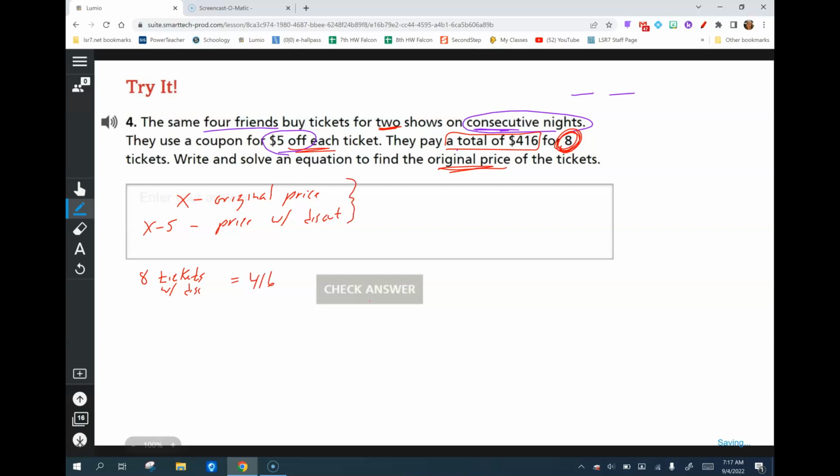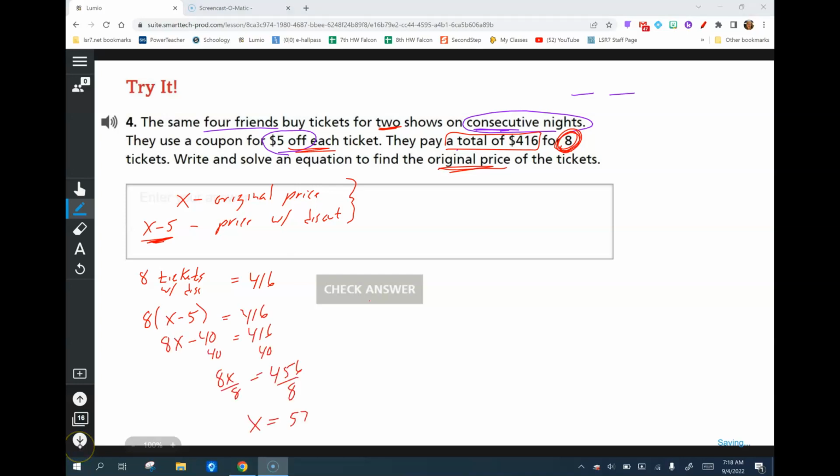A lot of students do not want to write this down, but they need to, because otherwise people just take 8 times X. That's the mistake that is made. But you need to realize our total here is because we had a discount. So we're going to take 8 times X minus 5 is equal to 416. Now we're going to solve this.